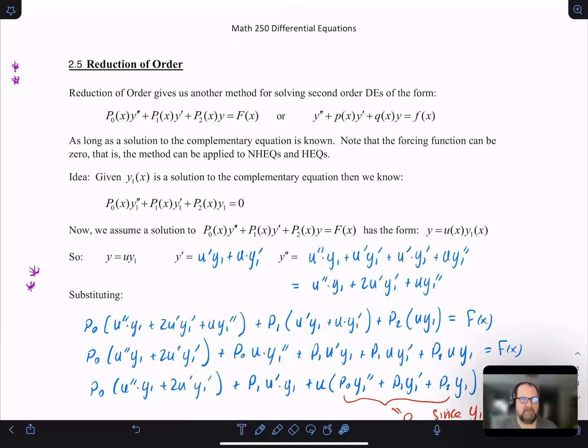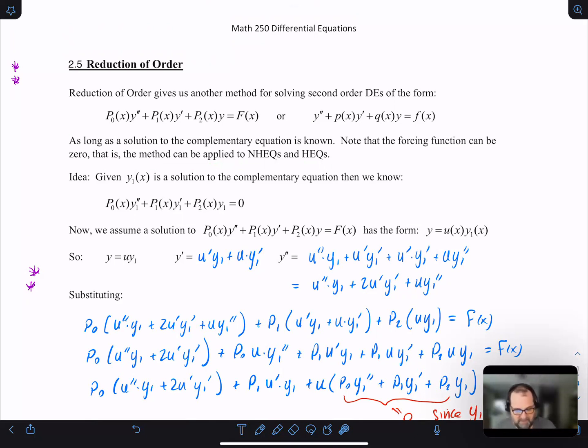But let's introduce the concept of reduction of order. So again, we are using reduction of order to solve DEs of the form like this guy, or if you've taken P0 and divided it through, it might look like this guy. Notice that we're actually not claiming that the forcing function f of x is equal to 0. It can be 0. So in theory, the method can be applied to non-homogeneous and homogeneous equations.